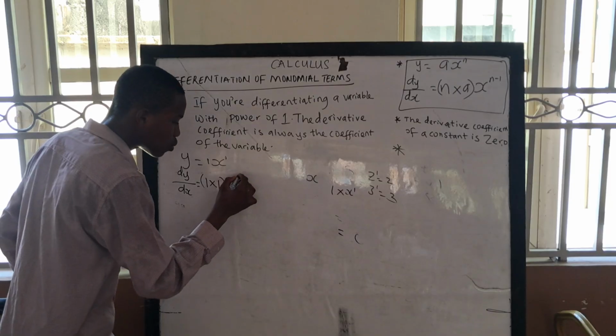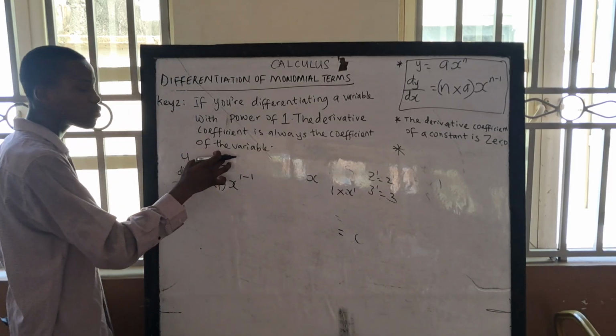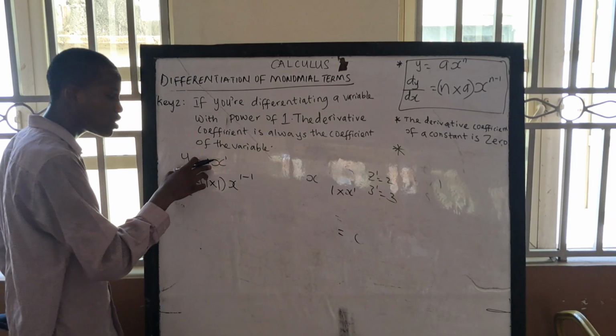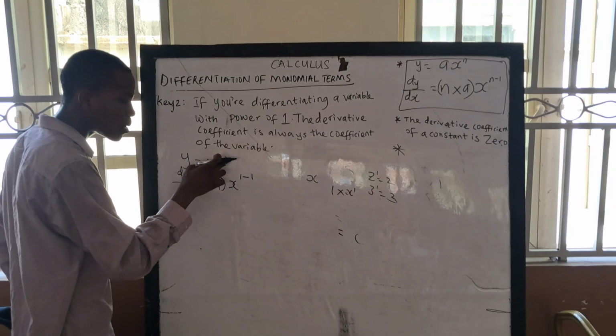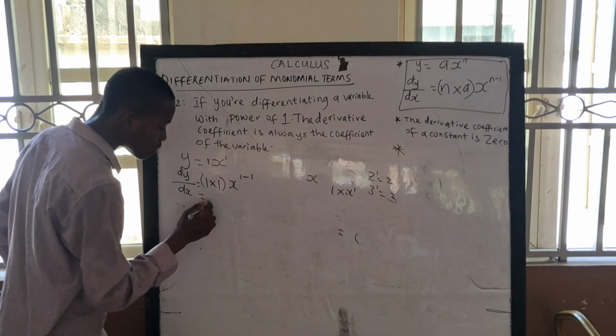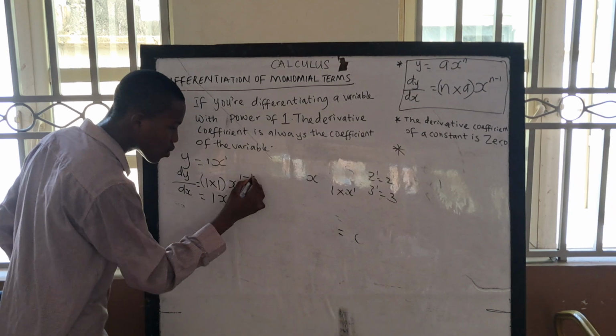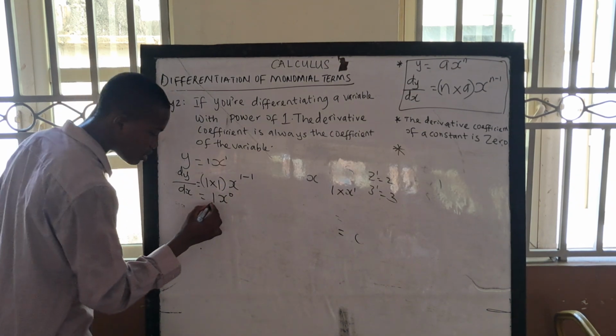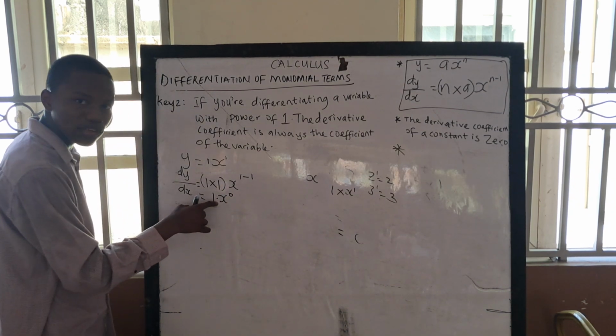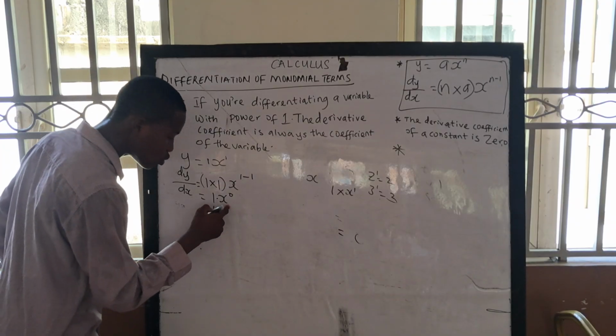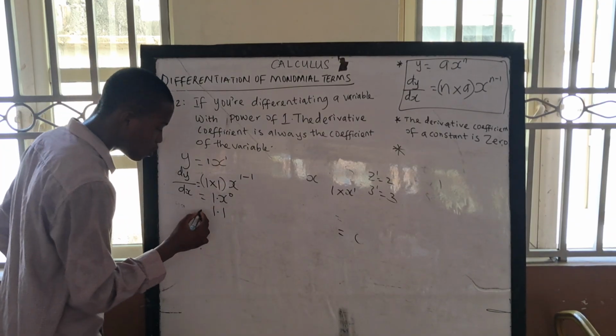X raised power 1 minus 1. I'm subtracting 1 from the power. So the power will multiply the coefficient. That's 1 times 1, x raised power 1 minus 1. So what's 1 times 1? 1. X raised power, what's 1 minus 1? 0, right? This dot means multiplication. So I'm having 1 times, what's x raised power 0? 1. What's 1 times 1?